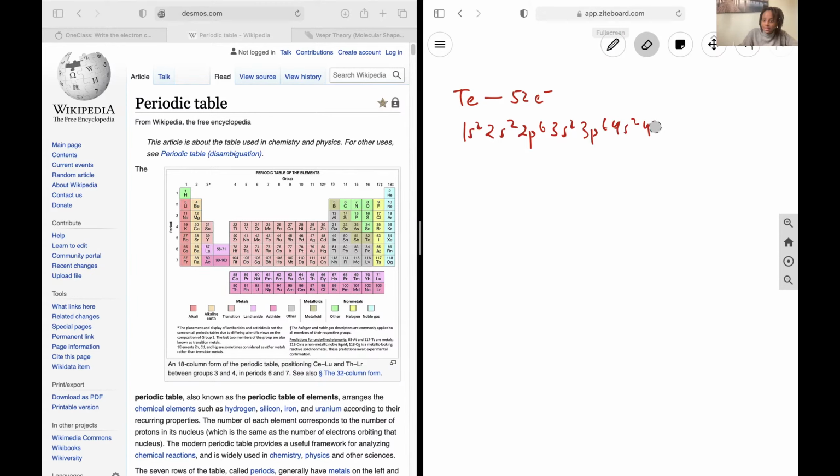Sorry, my apologies, I skipped the D group. So it's 4s2, 3d10, 4p6, and then 5s2, 4d10, and then 5p. I need to be careful and note that I'm only taking 4 steps to hit the element that I'm looking for in. So it's going to be 5p4. And that's it for this question.